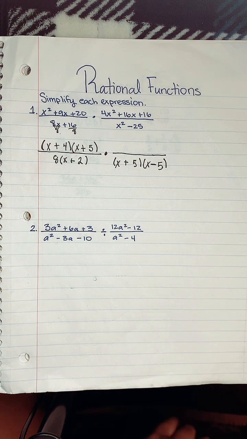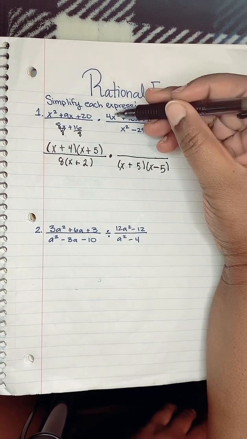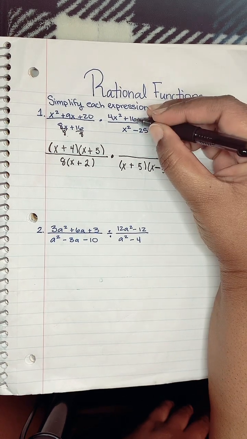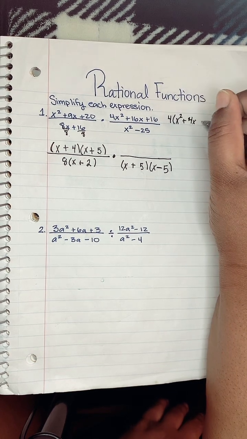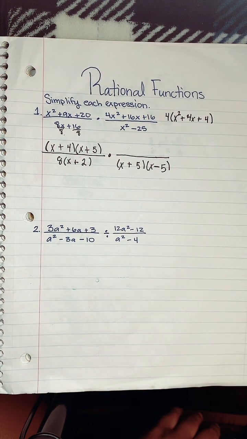4. Good. Anna and Cornelius said 4. Perfect. So we're going to divide each of these by 4. And we get x squared, 16 divided by 4 gives us 4x, and then 16 divided by 4 is just 4.